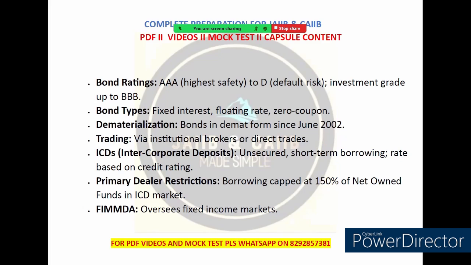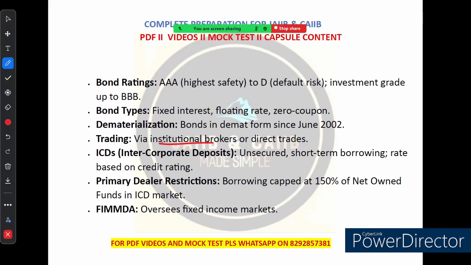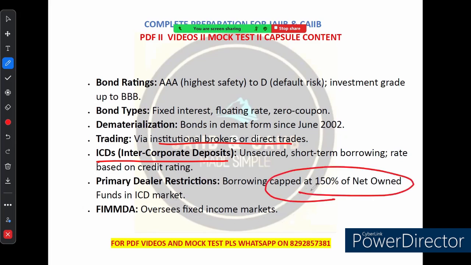Now, corporate bonds can be traded through an institutional broker or directly between the buyer and seller. There is also something called ICD, which means intercorporate deposit, which are short-term loans between companies. These are unsecured and have interest rates that depend on the company's credit rating. Primary dealers have limits on how much they can borrow in the ICD market, which is 150% of their net owned fund.